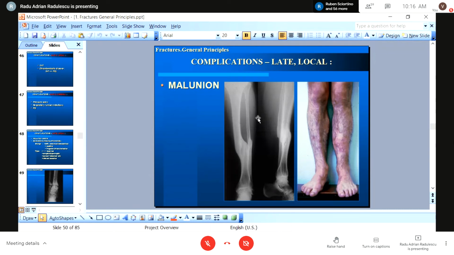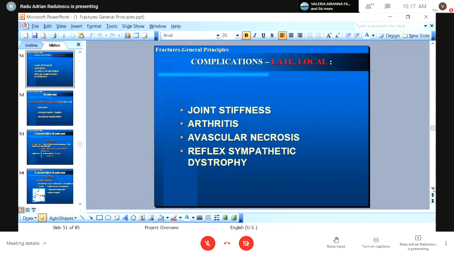This is a malunion. We can see that even if the axis of the bone is in a way preserved, the healing of the bone was done with a very important lateral displacement. So this one is called not non-union, but malunion, meaning that the bone was healed in an improper position.